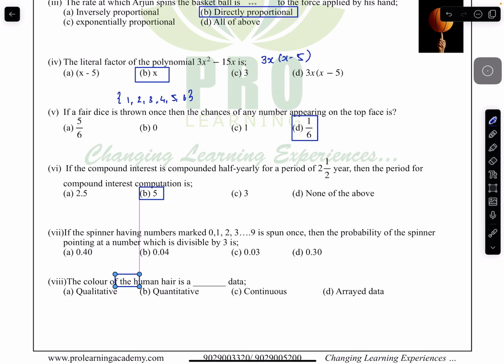Now it says if the spinner is marked with 0, 1, 2, 3 and goes up to 9, which means we have 10 options where the pointer could rest, then the probability of the spinner pointing at a number which is divisible by 3. The numbers divisible by 3 are 0, 3, 6, 9. So we have 4 favorable outcomes out of 10. So 4 over 10 is 0.4. Whether we write 0.40 or just 0.4, it doesn't make any difference. So this is the answer.